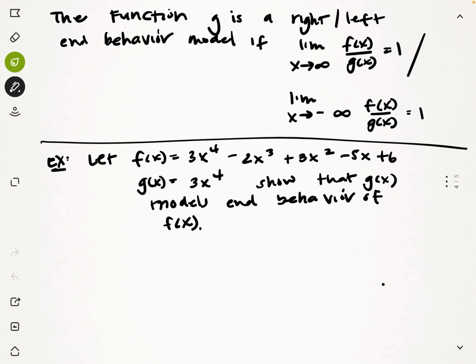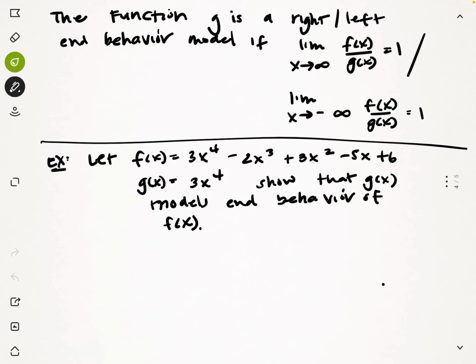Okay, so the next part says the function g is a right or left end behavior model if the limit as x approaches infinity for the right side of f of x over g of x equals 1. And it's the same thing for the left side, it's going to equal 1 as well, but as x approaches negative infinity.